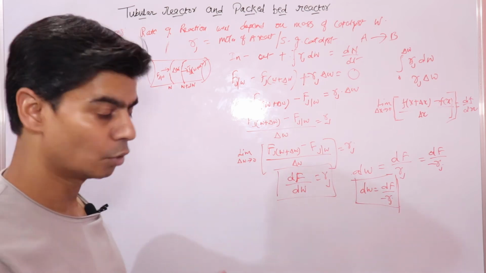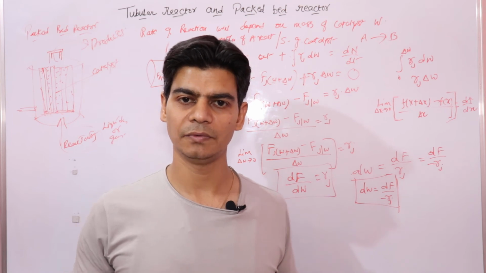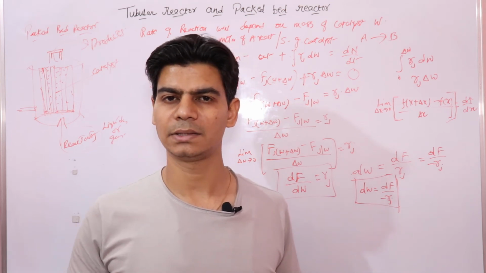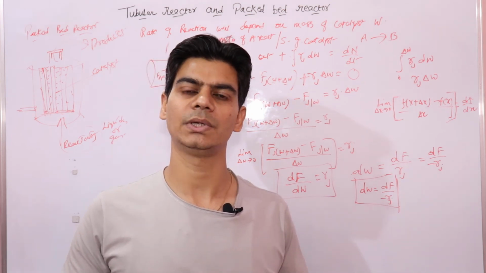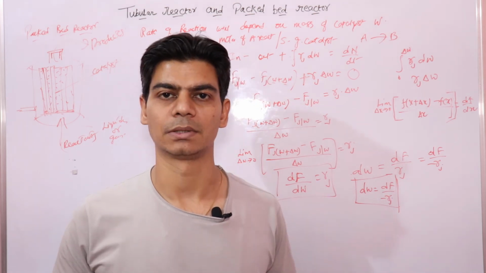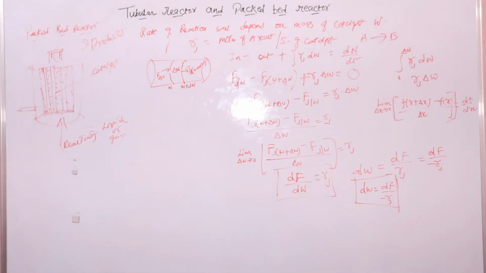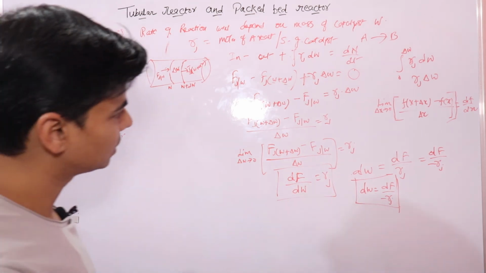So we are done with the mole balance equation in this lecture. Now in another lecture we will look into some industrial reactors, types of industrial reactors. That would be a small lecture, and then we will start with the second chapter of this Fogler book. So I hope this is clear.